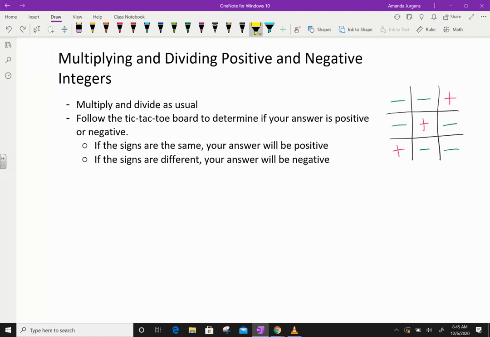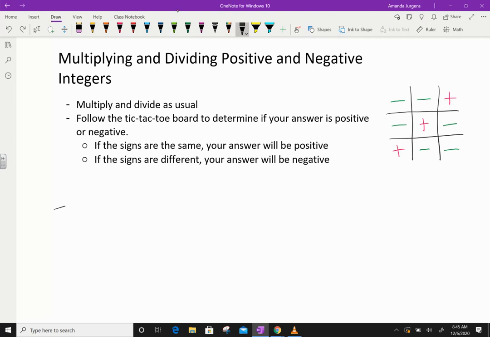I could go on the diagonals. I could say a positive times a positive is going to give me a positive number. I could go on the other diagonal. A negative times a positive is going to give me a negative number. So it doesn't matter which direction you go on this tic-tac-toe board, you just want to make sure that you're following those signs. So let's do a couple examples together.